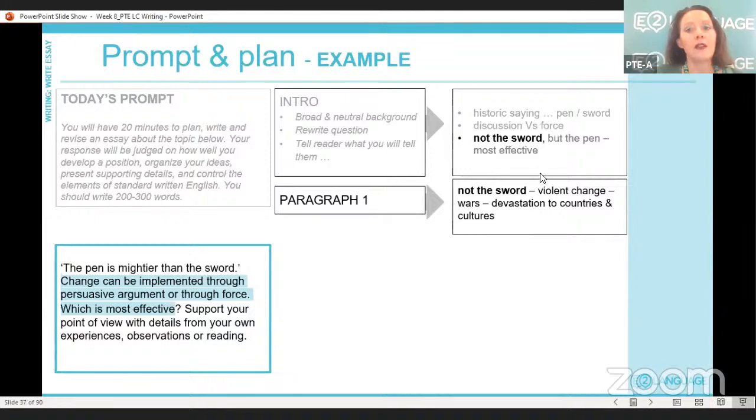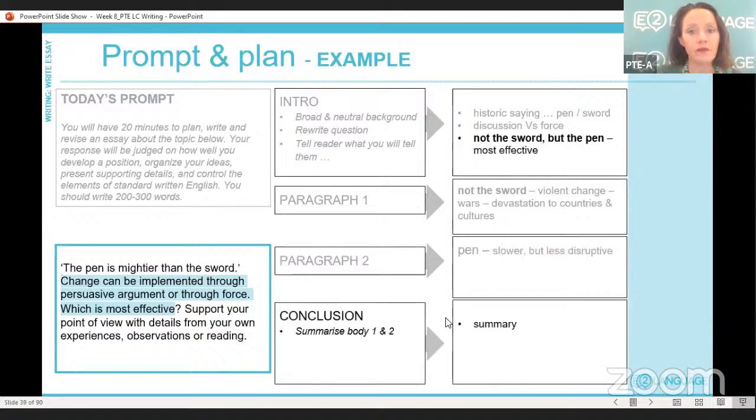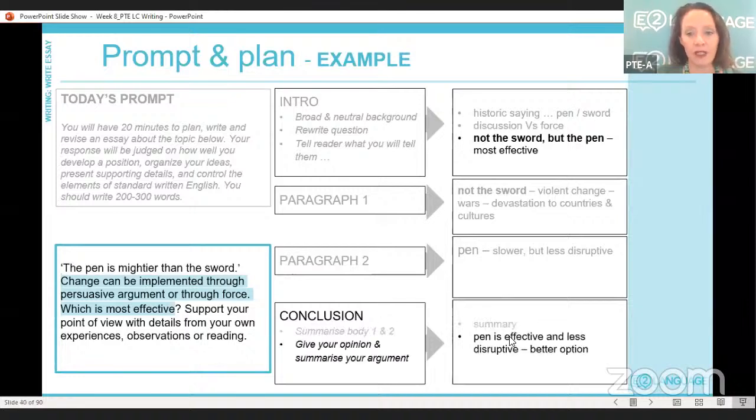So on that note, let's have a look at what I've got. So I've said, not the sword, violent change, wars, devastation to countries and cultures. So there's some really big, powerful examples. Paragraph 2, the pen is slower but less disruptive. So very similar to what we just said. And the summary is my main ideas, and again, my opinion. The pen is effective and less disruptive, so it's a better option.